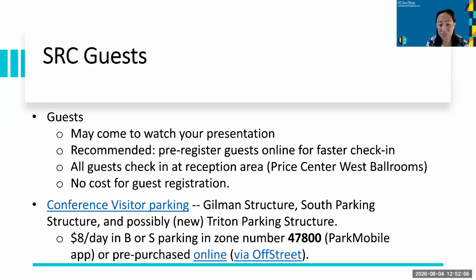If you are doing conference visitor parking, it is $8 a day, and you can park in B or S parking spots. And with Park Mobile, the code is 47800. It is also available on our website, so just keep that in mind. Park Mobile will be the app that we use here at UC San Diego to register for parking. If you pre-purchase it online through Off Street, that's another link that you can get to.